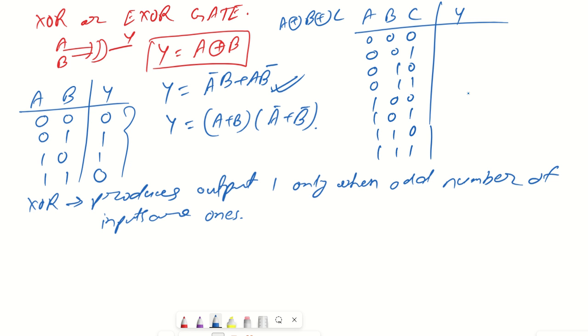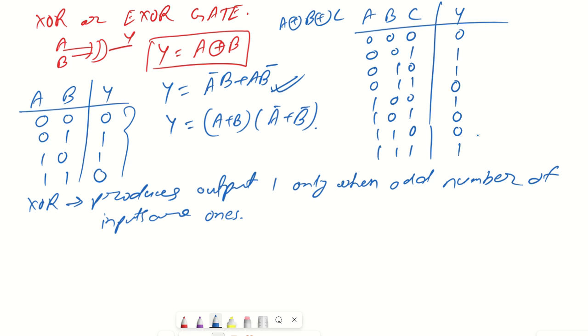So here it is going to be 0, then 1, 1, then 0, then 1, 0, 0, 1. Understood? Because when 3 ones are there, we have an odd number of ones. We have only 1, so like that. Wherever an odd number of ones are there, I am going to get my output as 1.